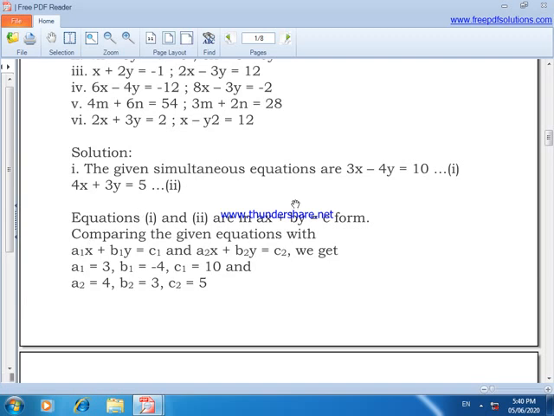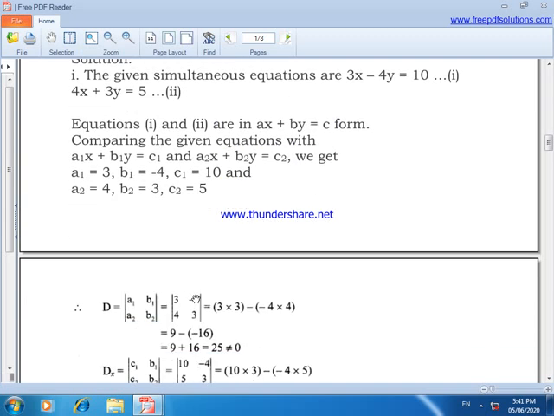So here the first equation is 3x minus 4y is equal to 10. In this case, the coefficient of x is 3, that is the value of a1. So here the value of a1 is 3. The coefficient of y is minus 4, so b1 is minus 4. The constant term is 10, so c1 is equal to 10. Then the coefficient of x in the second equation is 4, so a2 is equal to 4. This is the value of b2, b2 is equal to 3. This is the value of c2, c2 is equal to 5.